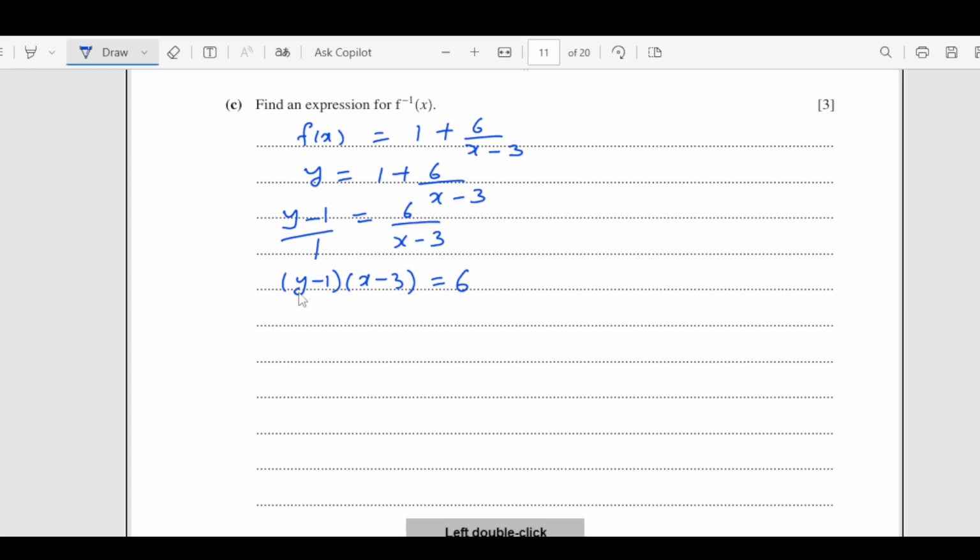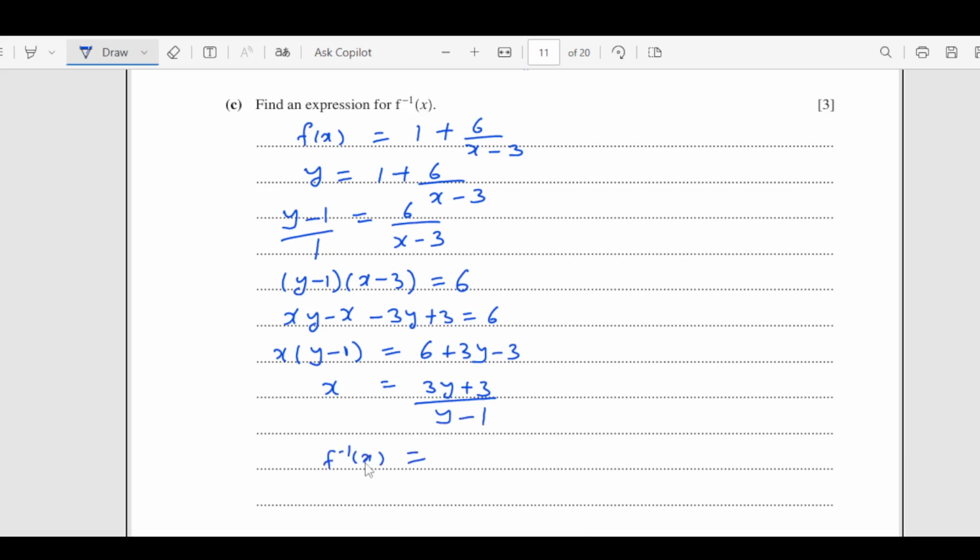So now just expand the bracket: xy minus x minus 3y plus 3 equals 6, right? Then we can take x common from here, so we have x times (y minus 1). I'm shifting everything to the other side: 6 minus 3 plus 3y. So this is going to be 3y plus 3, and x is going to be that over y minus 1. So this is our value of f inverse x. Change this y to x, so this is (3x plus 3) over (x minus 1). It was a simple question. So this is our f inverse x.